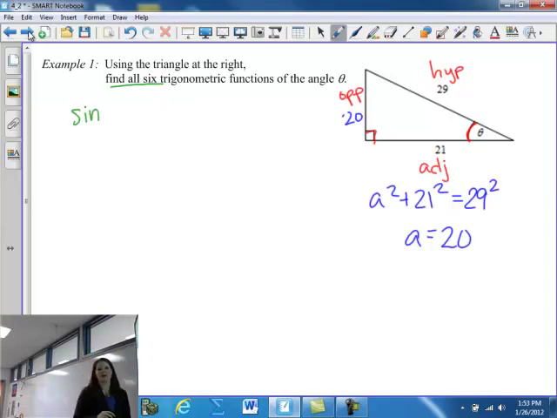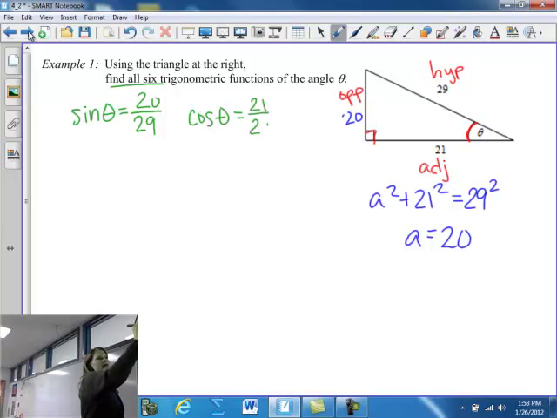So I can just write sine, right? No. Sine of theta equals opposite, 20, over hypotenuse, 29. Okay, cosine. Cosine is adjacent over hypotenuse, so that is 21 over 29. Very good. And tangent won't fit up there. Tangent is opposite over adjacent, which is 20 over 21.